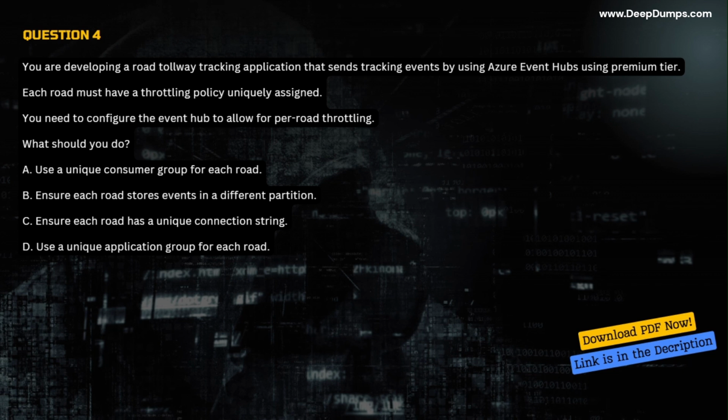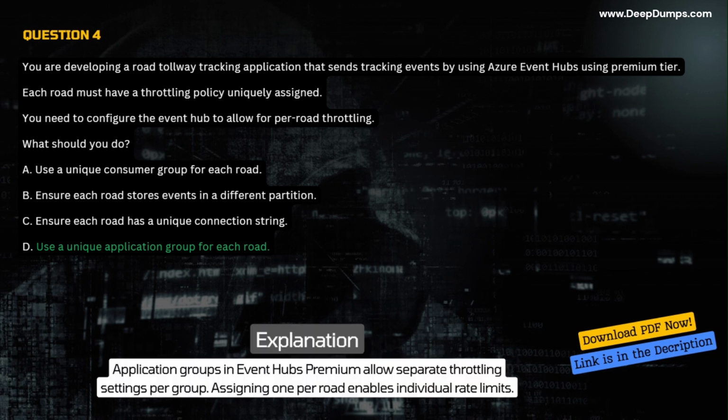A. Use a unique consumer group for each road. B. Ensure each road stores events in a different partition. C. Ensure each road has a unique connection string. D. Use a unique application group for each road. Correct answer D. Use a unique application group for each road.